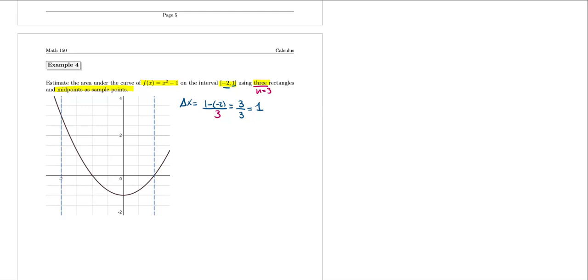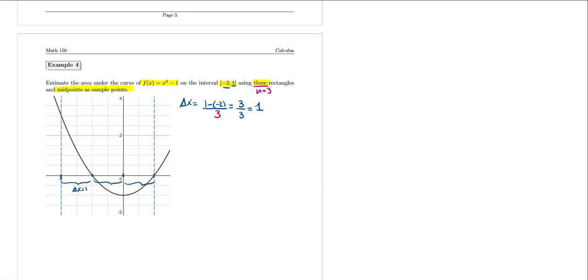Perfect. So now we know the width for our rectangles, and I'm going to go ahead and mark the subintervals here. So we're going to start at the -2, then we're going to go all the way to -1, which is right over here, then to 0, and then to a positive 1. Perfect. And these here are our delta x.